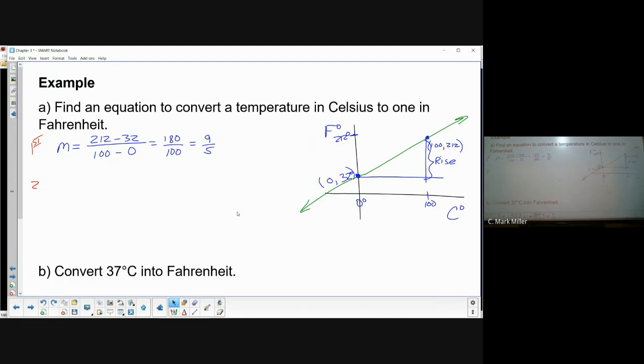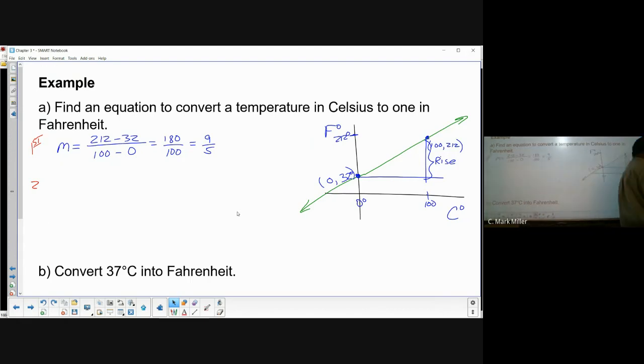Can you show me where you get the numbers? Well, this is the difference in the y coordinates. The y coordinate up here is 212. The y coordinate here is 32. So that difference is the difference in the y's. And then the difference in the x's: you got to subtract them in the same order. The x coordinate here is 100. The x coordinate here is 0. So that's where that came from.